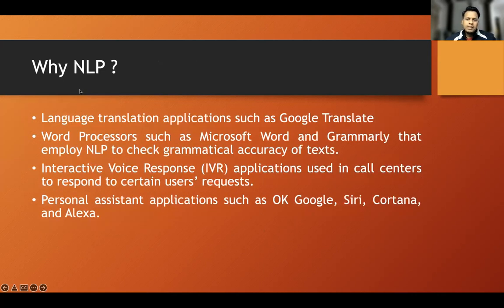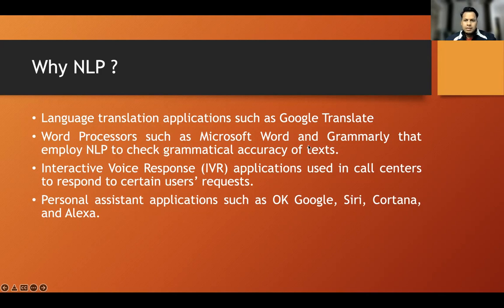So why is the NLP branch required? Why is natural language processing required? First is language translation applications such as Google Translate. If you have seen the Google Translate engine, you just put in the text, and it automatically detects which language it is. Whichever language you want to translate to, you can just select it and it will do the translation without taking much time. So that is one application which is based on NLP.